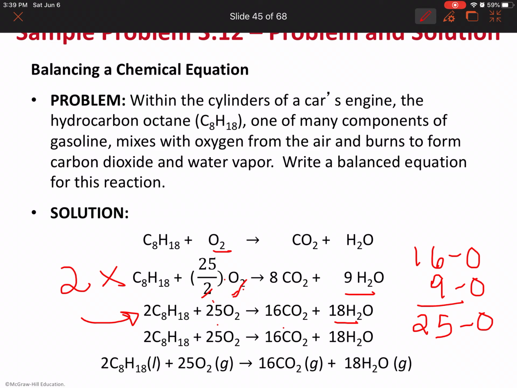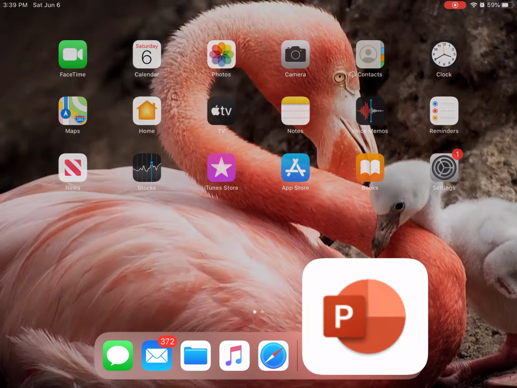So the second one is the same thing, or the fourth equation, this one, and the third one, they are the same. And then once you get the atoms balanced, you can specify the state of matter. Octane is a liquid, which is the gas that you put into your car. Oxygen comes as a gas, and carbon dioxide is a gas. And then the water is water vapor. So you specify the states of each reactant and product. So that is the balanced equation.